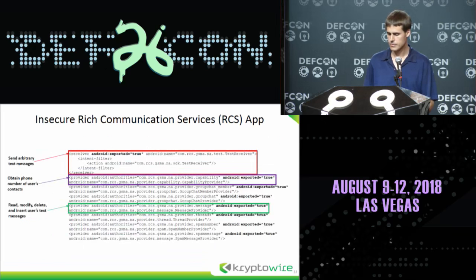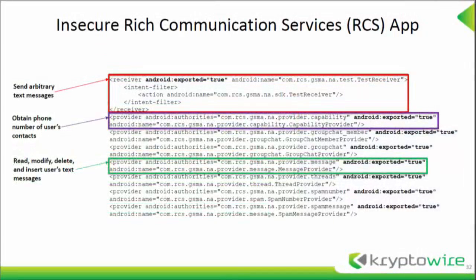So looking at the manifest file for the application, the receiver up at top in red is exported, and if you send an intent message with the correct fields that it's looking for, such as the message to send and the phone number to send to, it will go on and send a text message for you.